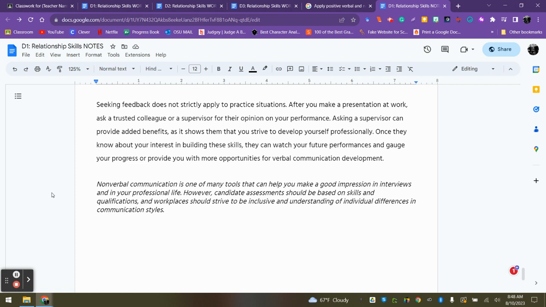Nonverbal communication is one of many tools that can help you make a good impression in interviews and in your professional life. However, candidate assessment should be based on skills and qualifications, and workplaces should strive to be inclusive and understanding of individual differences in communication styles.